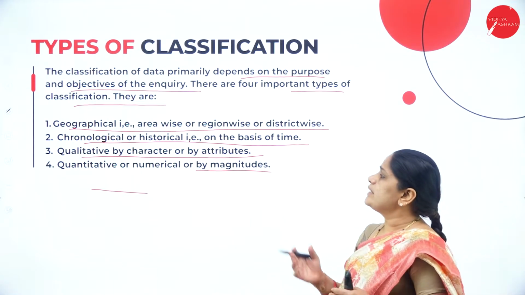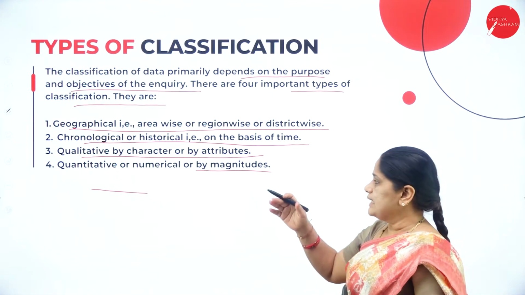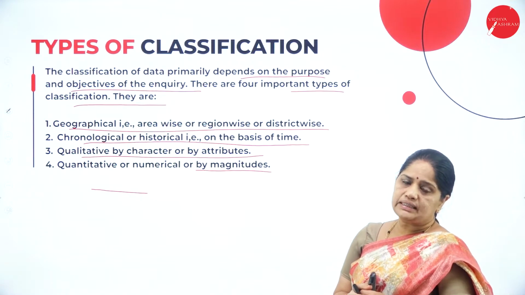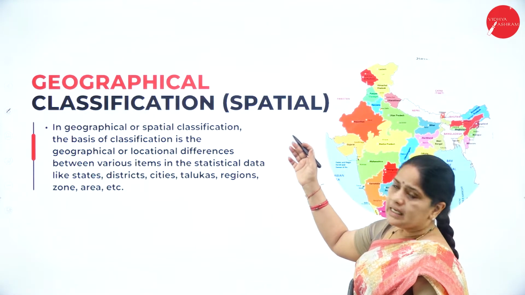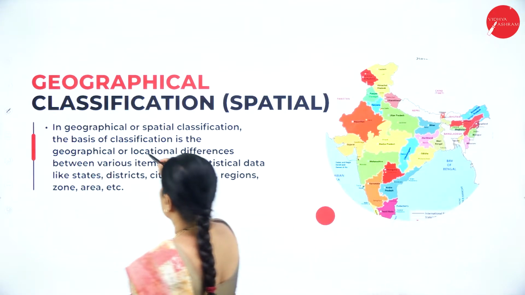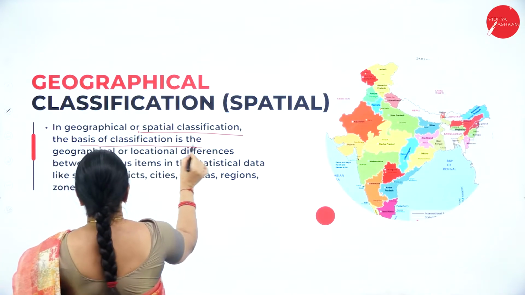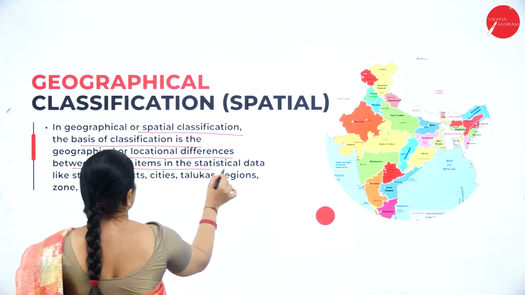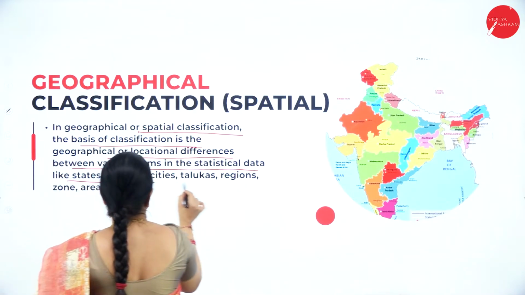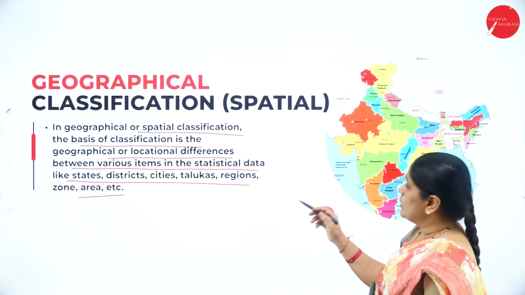In this way, there are 4 types of classification of data, and based on any of these 4 types, we can classify the data. The first one is the geographical classification. In the geographical or spatial classification, the basis of classification is the geographical or locational differences between various items in the statistical data, like states, districts, taluks, region, zone and area.